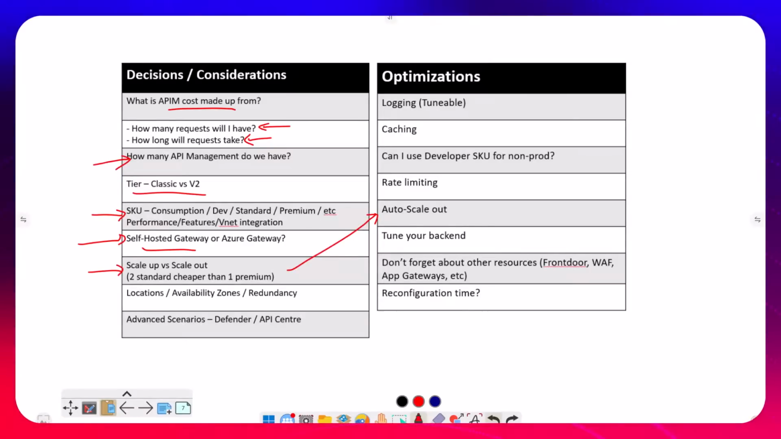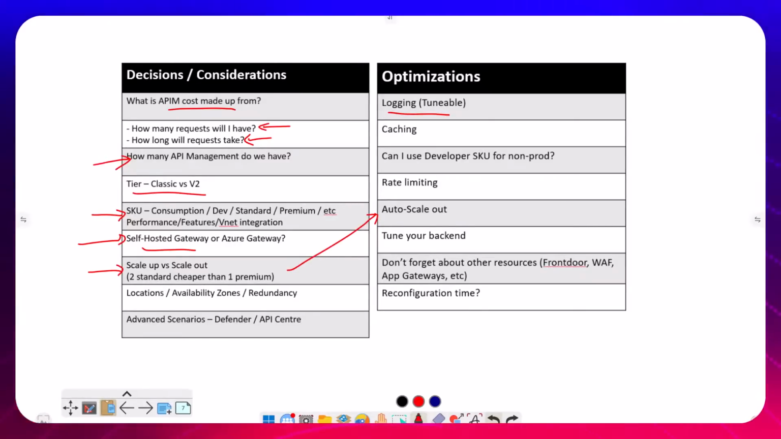Now, if we come to optimizations, the first one would be logging. We mentioned earlier how with API management, there's going to be an element of your costs going on Log Analytics because you'll have App Insights integration for monitoring the API usage. So here we need to think about how much we are going to log.